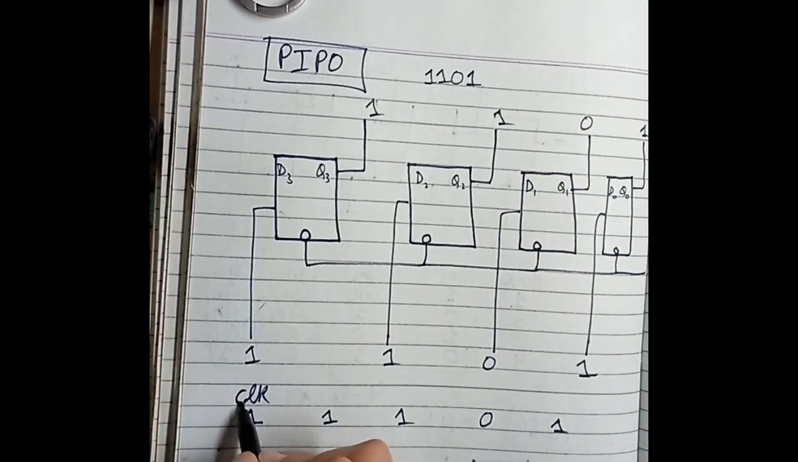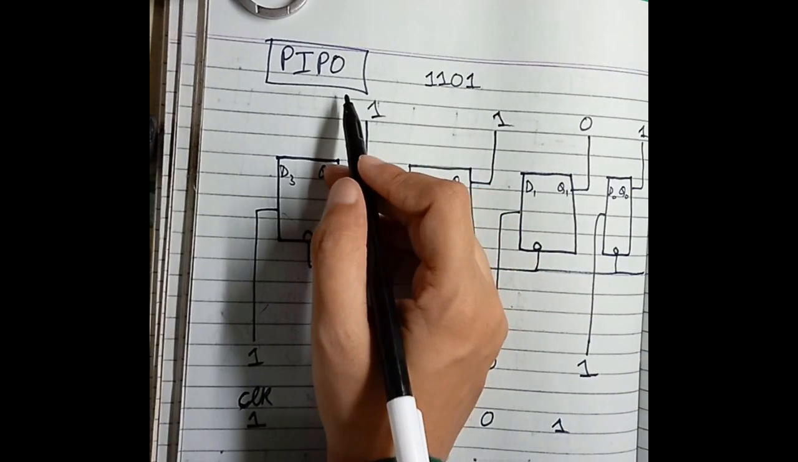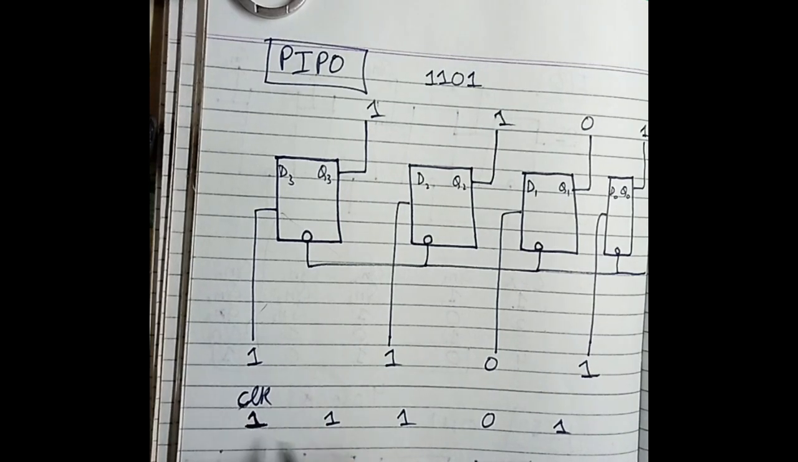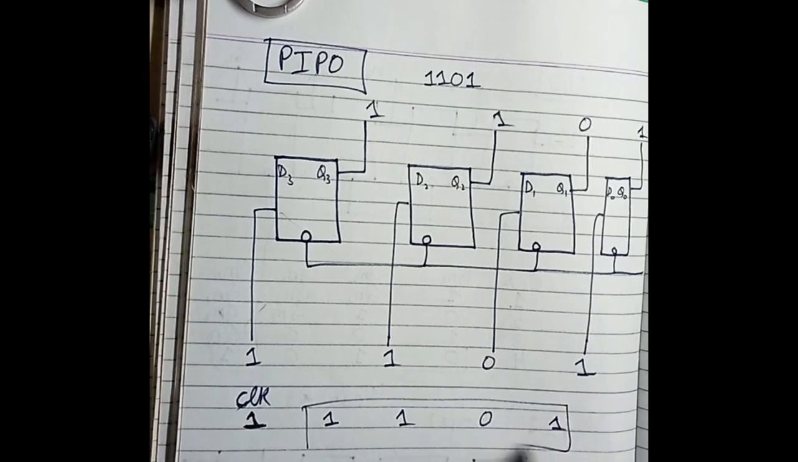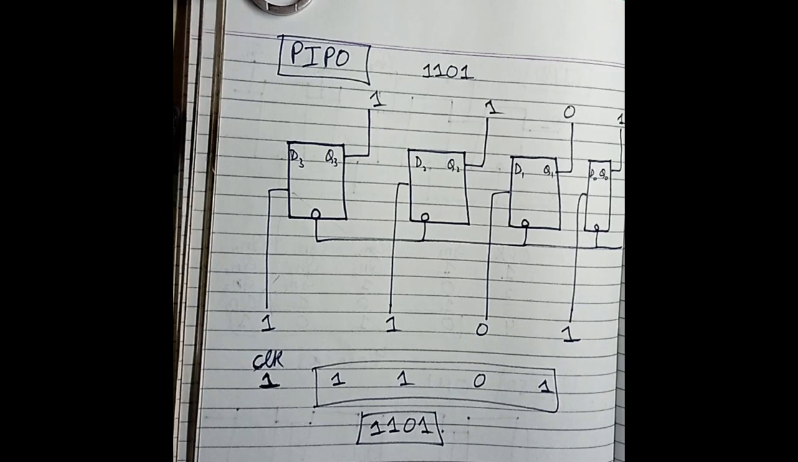So this is the fastest of all the 4. The parallel input parallel output is the fastest register, because on the first clock we get all our outputs ready to use. 1, 1, 0, 1 is our final answer. So these are the 4 types of registers.